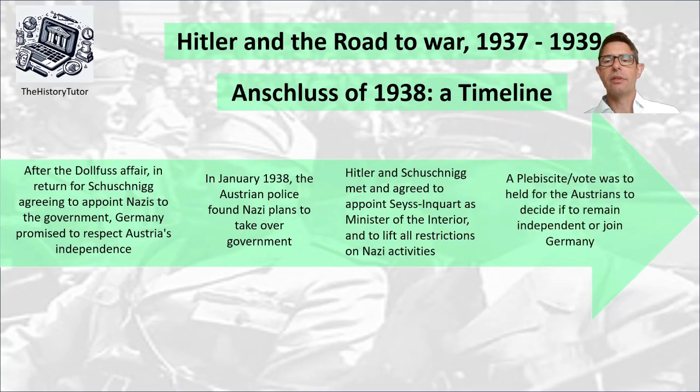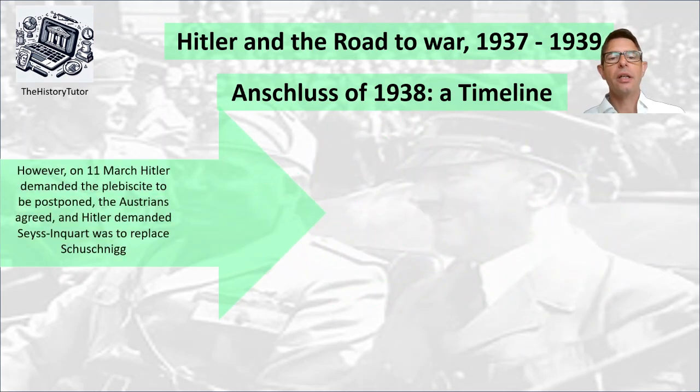Also, it was agreed that a plebiscite, a vote, should take place by Austrians to decide if they wanted to join Germany and have the Anschluss. Again, this would be a final answer to the Nazi requests, and if the people didn't want it, then the Nazis would be quiet. However, on 11th of March 1938, Hitler demanded the plebiscite be postponed. He thought it wasn't quite organised well enough, he put across some excuses. The Austrians agreed. Hitler demanded Seyss-Inquart should therefore replace Schuschnigg as leader because of the crisis that was developing.